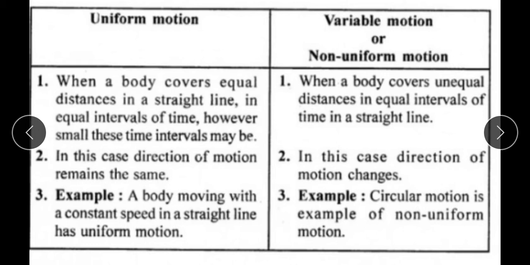Now, non-uniform motion. Examples of non-uniform motion: circular motion is an example of non-uniform motion. For example, a moving fan. The Earth rotates around the sun.